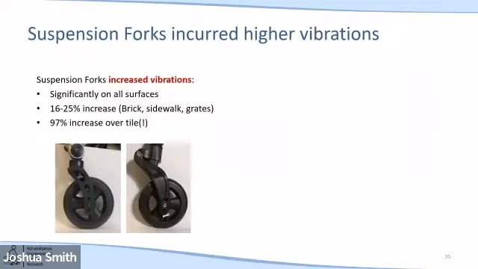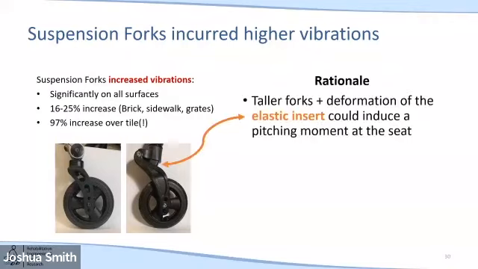So let's dig in a little bit. The suspension forks, like I said, increased vibration about 16 to 25% over the more aggressive surfaces, and almost doubled vibration over tile. Why is that?